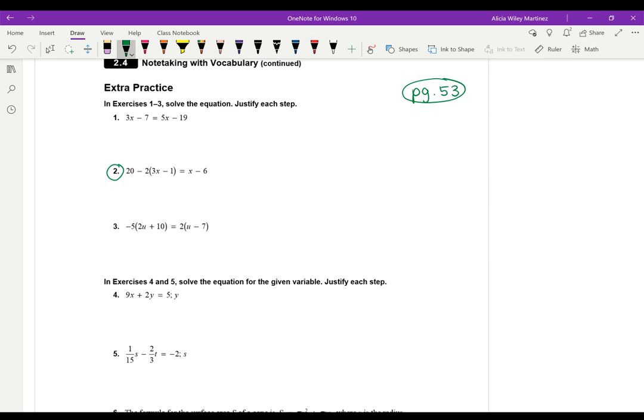Okay. So I'm going to go ahead and rewrite it over here off to the side so I have a little bit more space to do my work. So it's 20 minus 2 times the parenthesis 3x minus 1 equals x minus 6. Again, this is number 2 on page 53. So our directions tell us to solve.